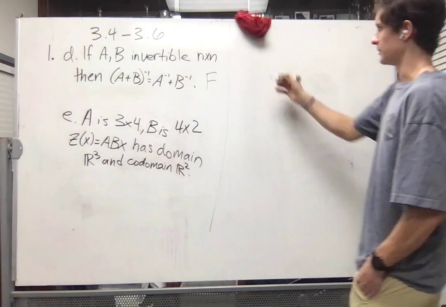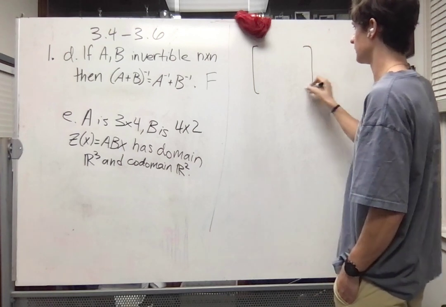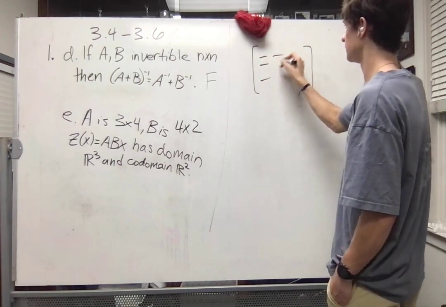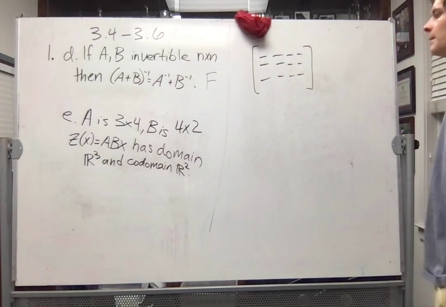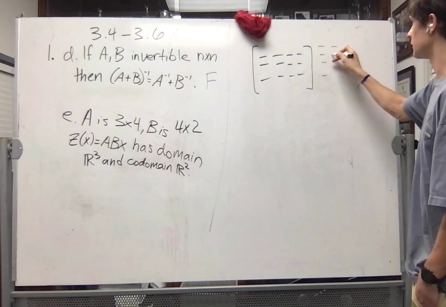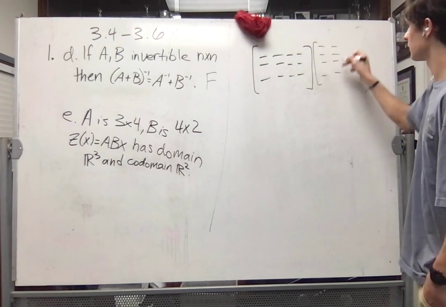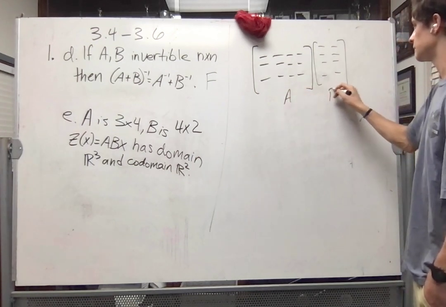So A is 3 by 4. So let's just draw what A looks like. A is going to look like this: three rows and four columns. B is 4 by 2: four rows and two columns. So this is A. This is B.